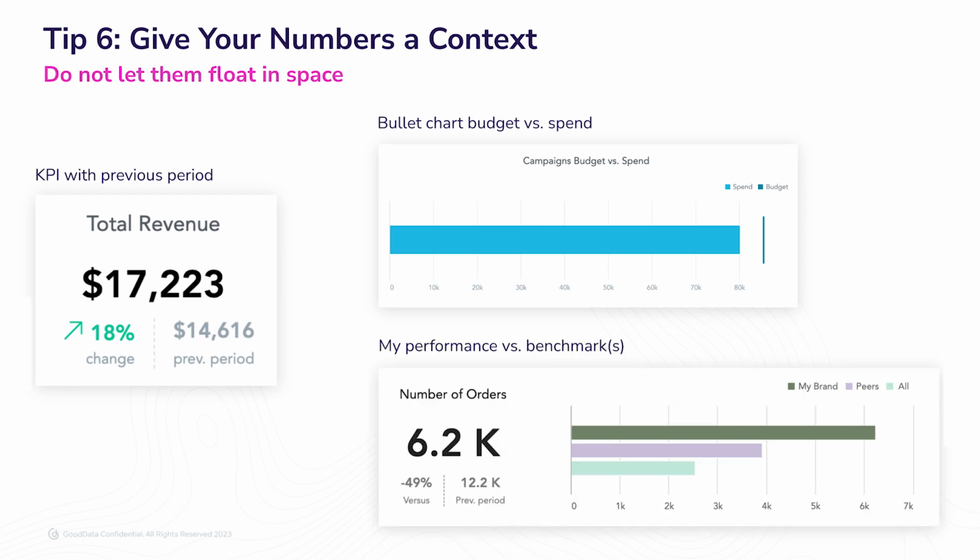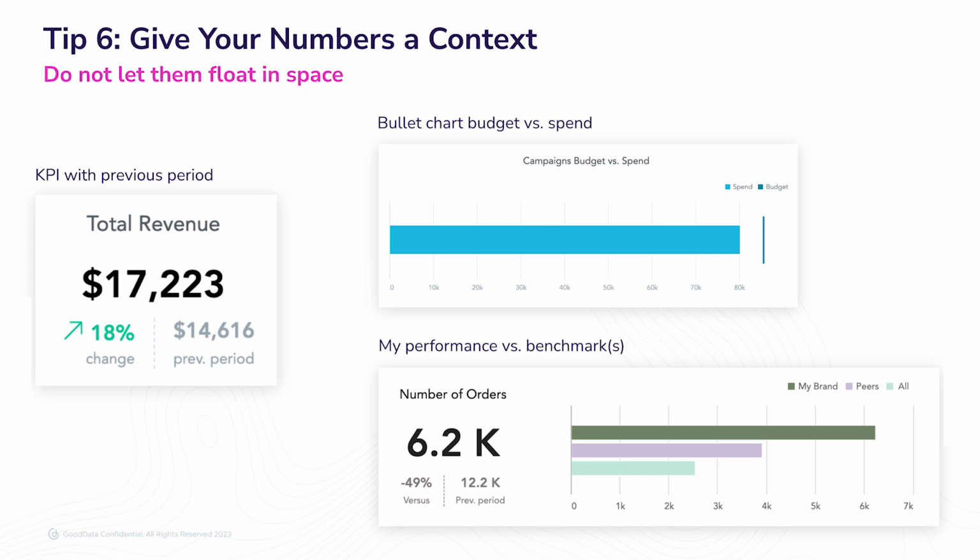And one more way to compare would be a benchmark. That's for areas where the comparison is to your peers. So for example, here it might be the number of orders for some brand in some online store, and you compare it to their peers and, for example, to all the brands in the store. So you can see the relative comparison.